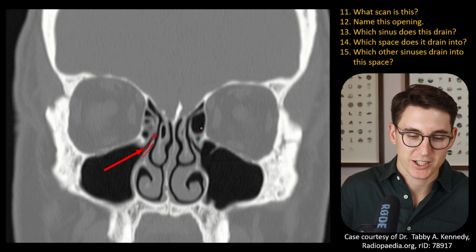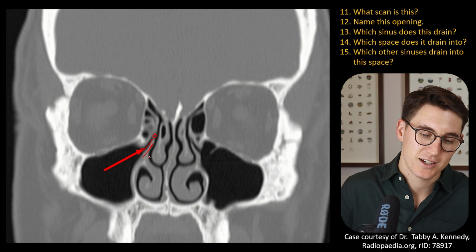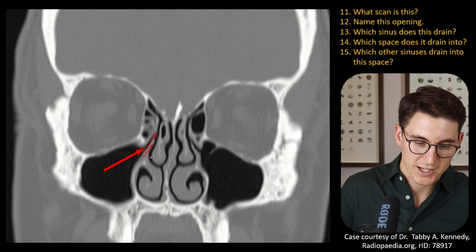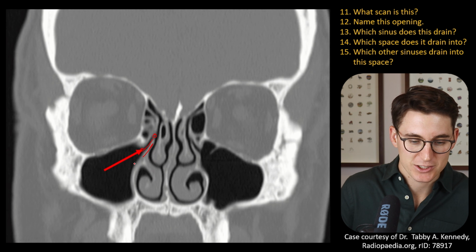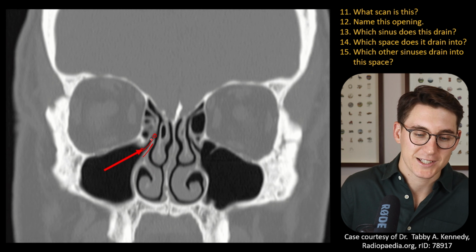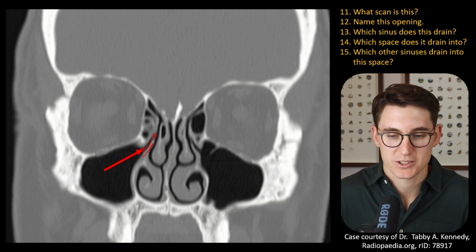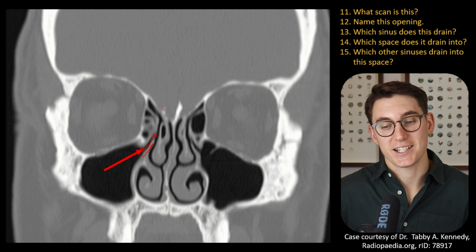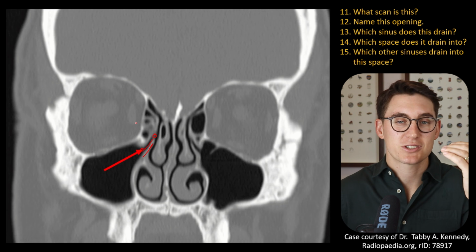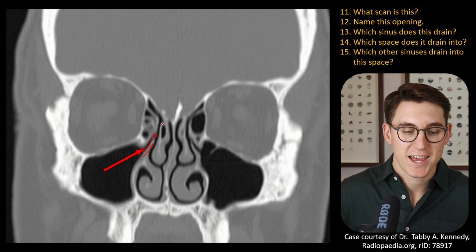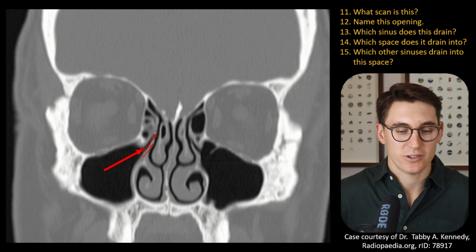Which space does it drain into? The middle meatus. Now these gaps here are called meati, and these soft tissue structures are called turbinates here. So we're draining our maxillary sinus through our osteomeatal complex into our middle meatus via the hiatus semilunaris. Now we ask which other sinuses drain into this space. Well, it's our maxillary sinus, our frontal sinus via the frontal recess, and the anterior ethmoidal air cells.